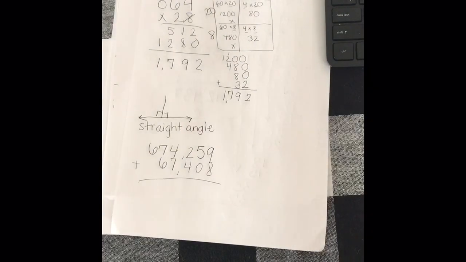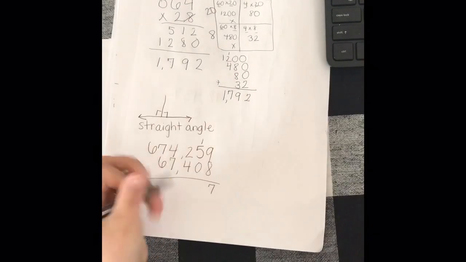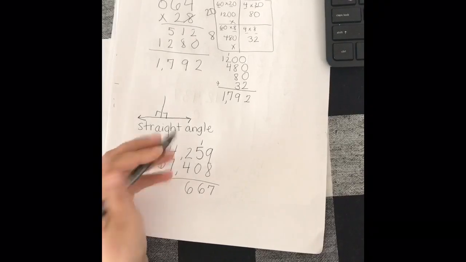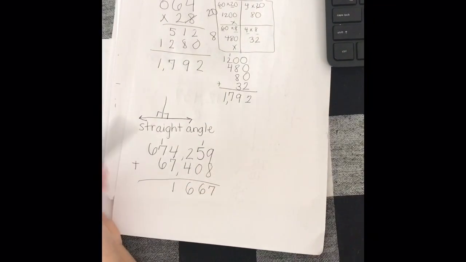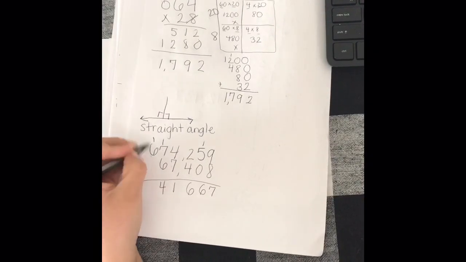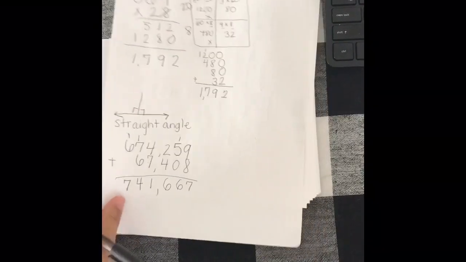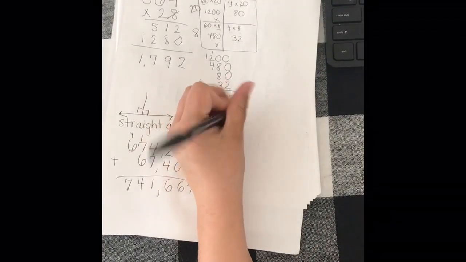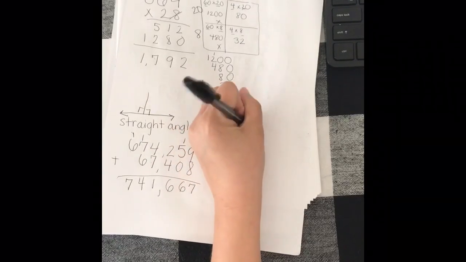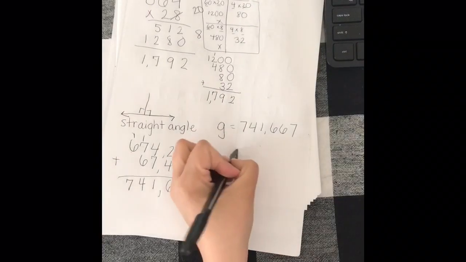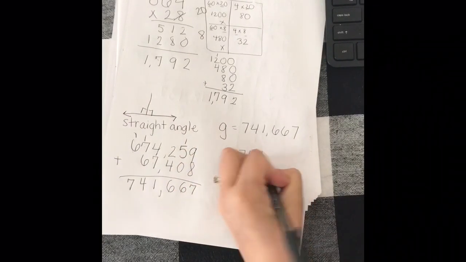Let's solve it. 9 and 8 is 17. 5 and 1 is 6. 4 and 2 is 6. 7 and 4 is 11. 7 plus 7 is 14. 6 and 1 is 7. Cha, cha, cha, slide. Oops. So I got a total value for G of 741,667.